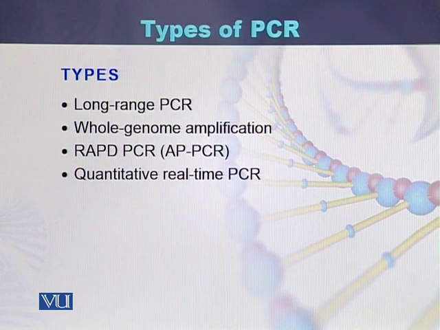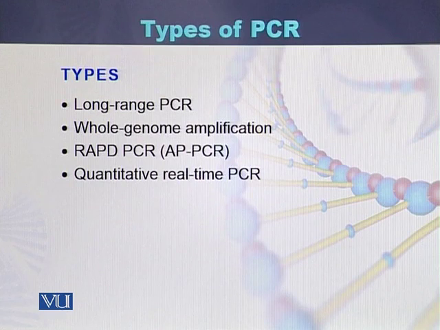Whole genome amplification is also a type of PCR in which we can amplify the whole genome. Rapid PCR is a random amplification of polymorphic DNA. It is also a technique to study different qualitative traits.